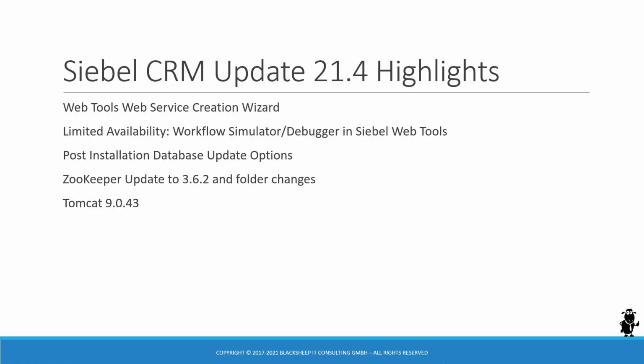Hey, welcome. Here's Alex from Black Sheep IT Consulting. Welcome to the Siebel CRM update 21.4 highlights. So in 21.4, just released on 19th of April 2021, we find two updates to Siebel Web Tools. So Web Tools is on its way to reach parity with the legacy tools. Not anytime soon that Siebel Tools will go away, but definitely a way forward.